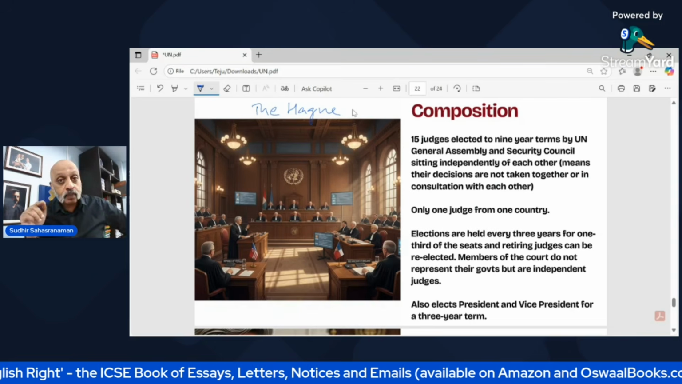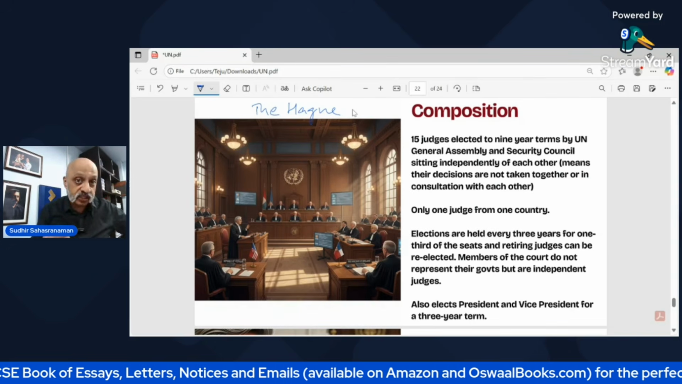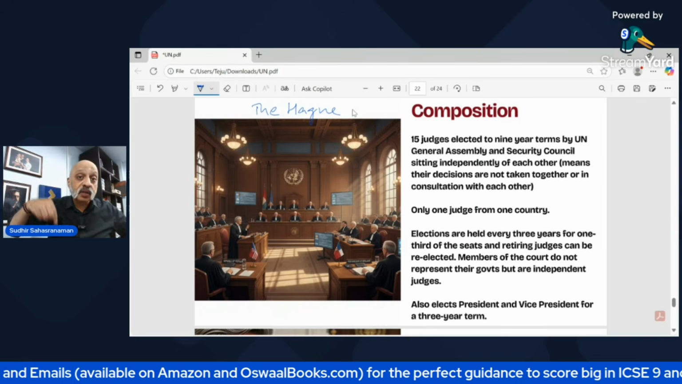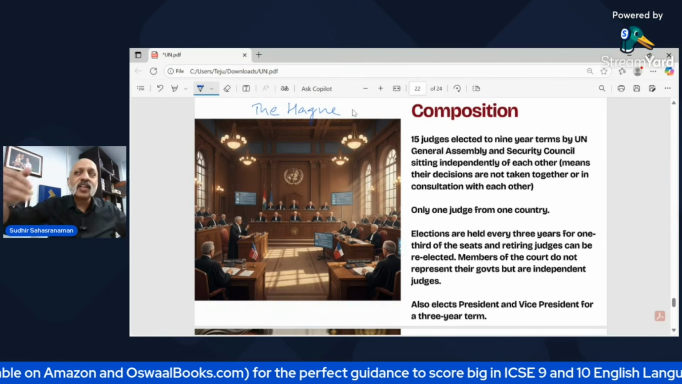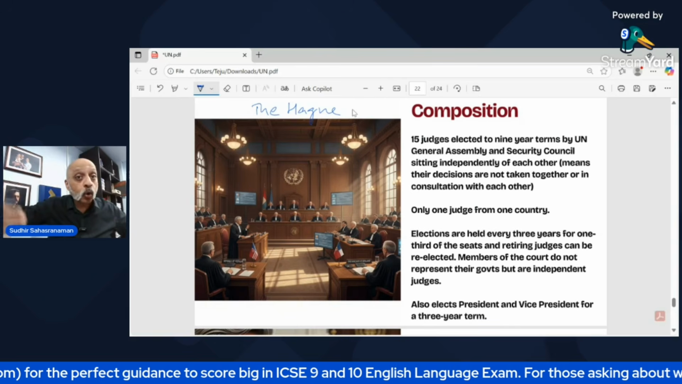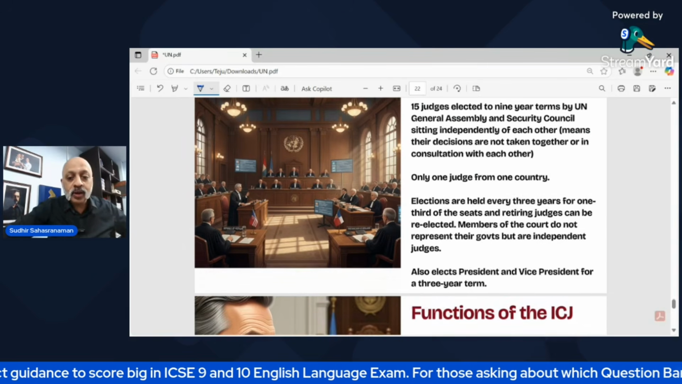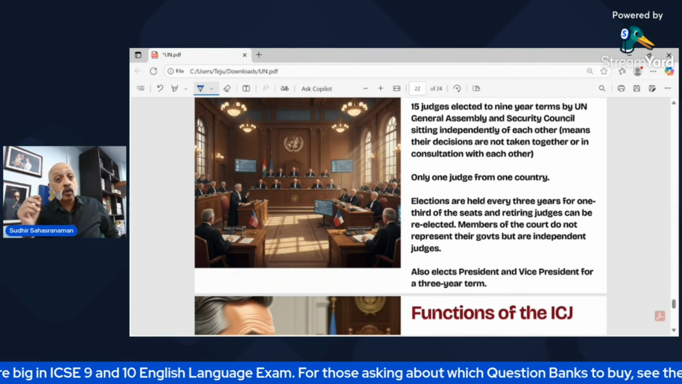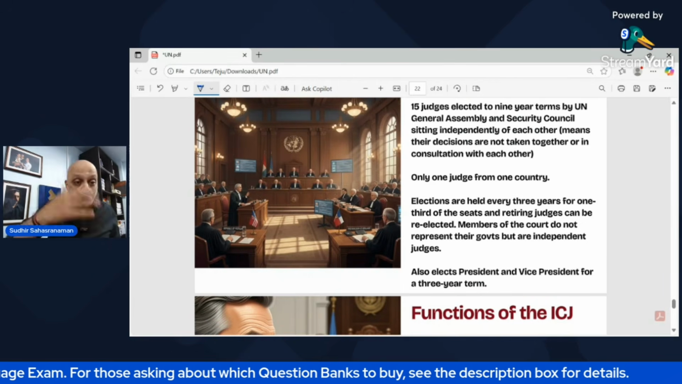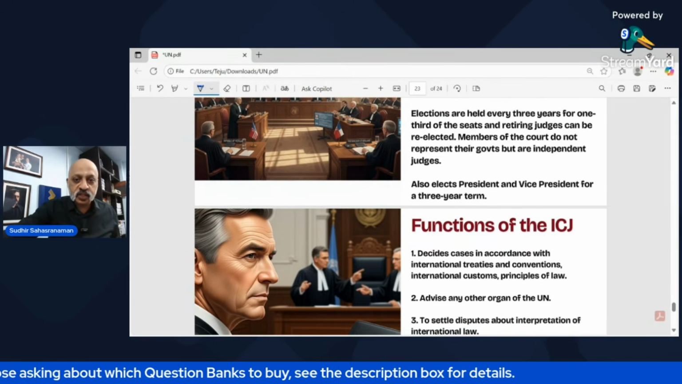Members of the court do not represent their governments, but are independent judges. Like, if there is an Indian judge, it does not mean that he will kind of support India. He will be a judge, and in most cases, they may not even sit on any case which involves their own home country. It also elects the president and the vice president of the International Court of Justice for a 3-year term. So this is the composition of the International Court of Justice.